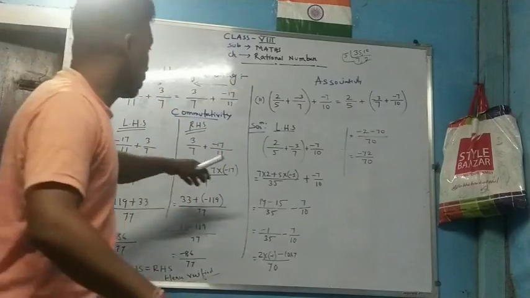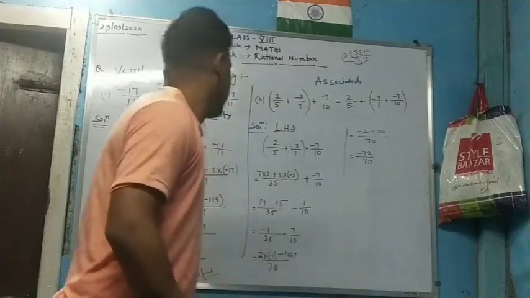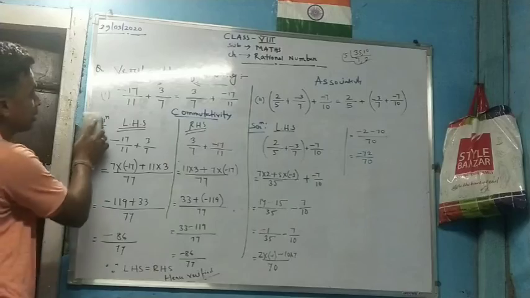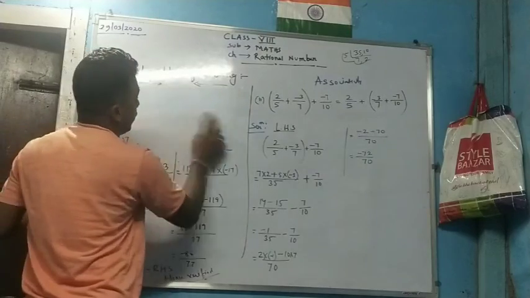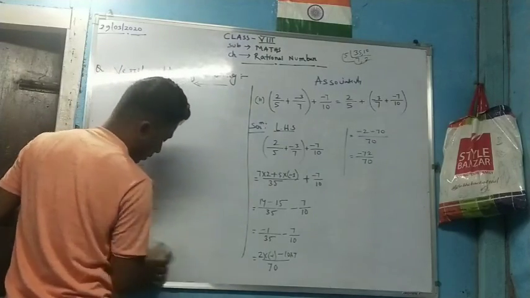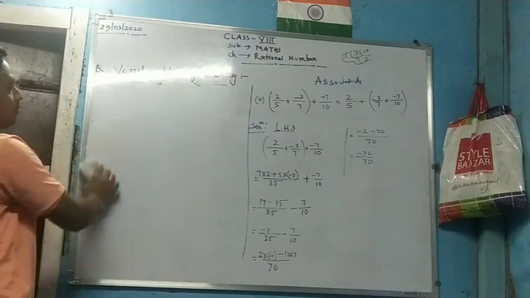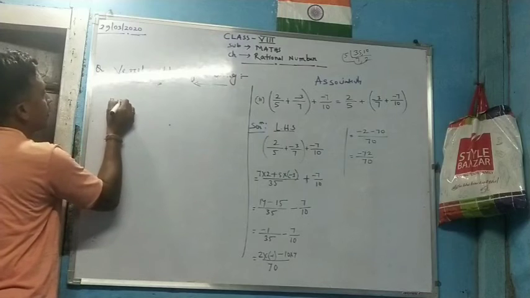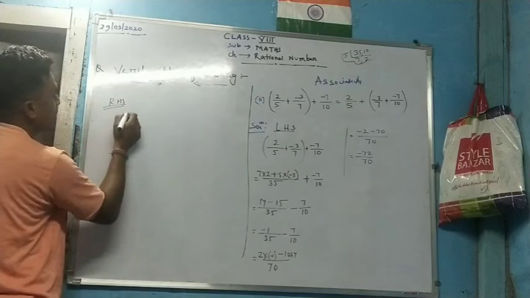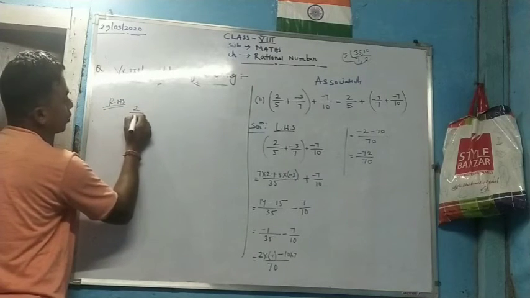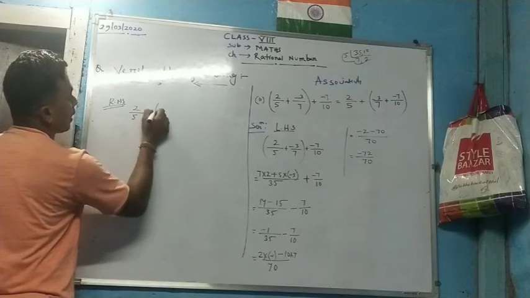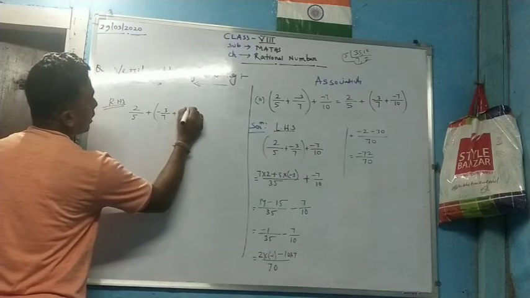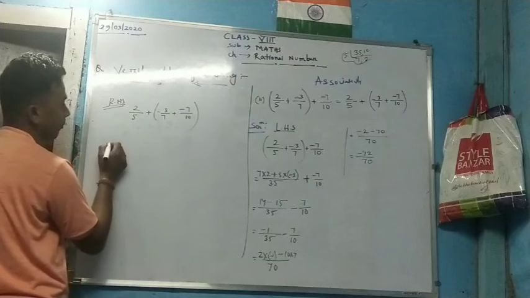I will just rub this question, as there's little space available here. You just have a look at this question. So what is in the right hand side? In the right hand side, the terms are 2 by 5 plus minus 3 by 7 plus minus 7 by 10.